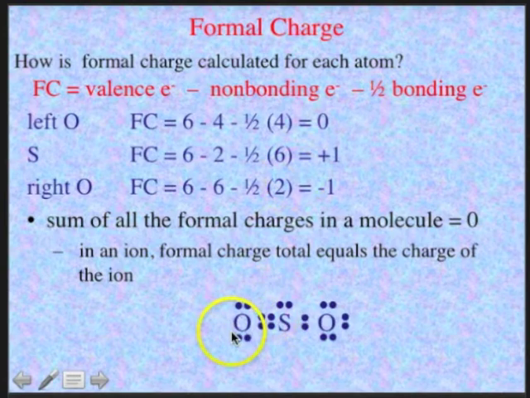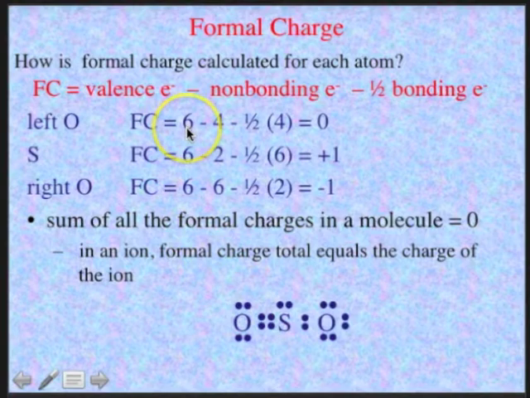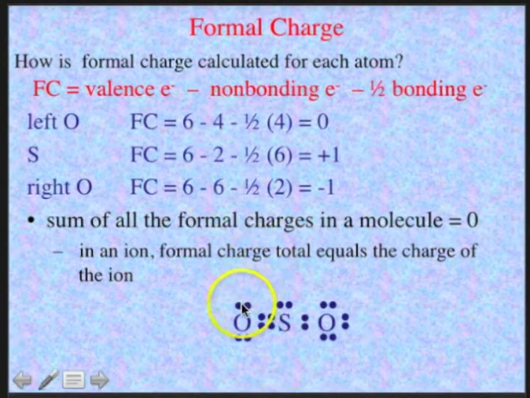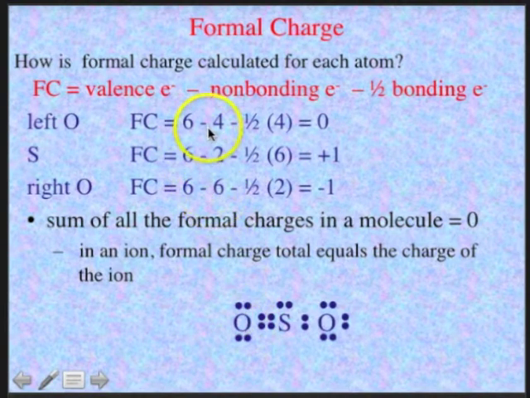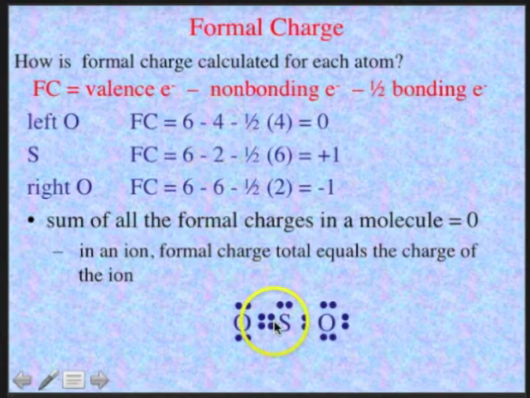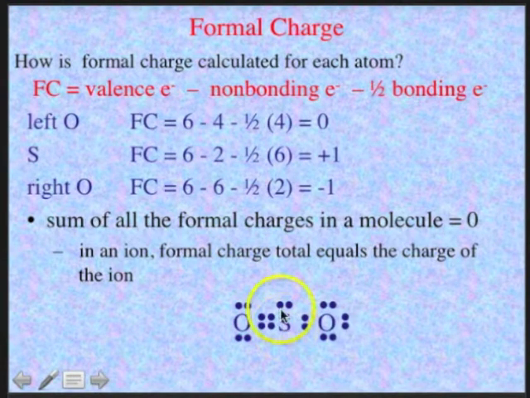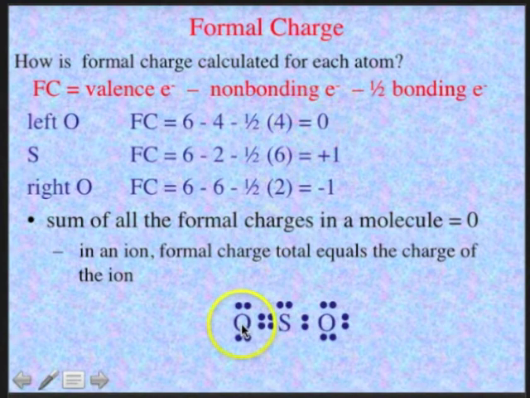So let's calculate the formal charge for this oxygen on the left. You've got a valence number of oxygen, it's 6, and there are 4 electrons, 2 lone pairs, belonging solely to oxygen. So that's -4. And then you have 4 electrons in this double bond to sulfur. You take 1/2 that number, and you get a formal charge on this oxygen of 0.